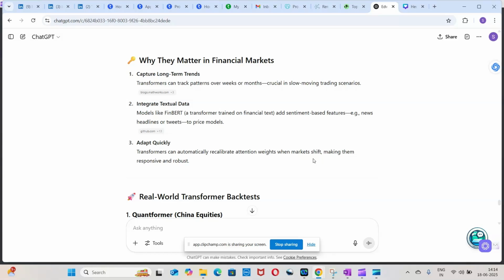The third thing is that it can adapt very quickly. Transformers can automatically recalibrate these attention weights when markets shift. Okay, so it has this attention mechanism, right? It is able to identify which particular price movement in the past is very important for prediction. So once the data changes, it can recalibrate itself and learn the new attention mechanism data that can be used for predictive modeling.